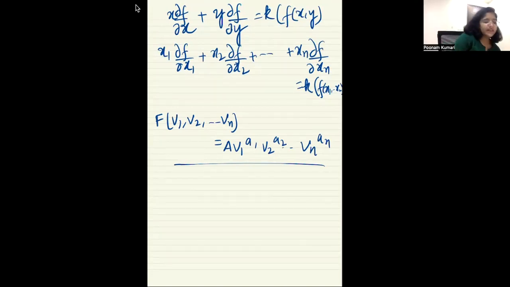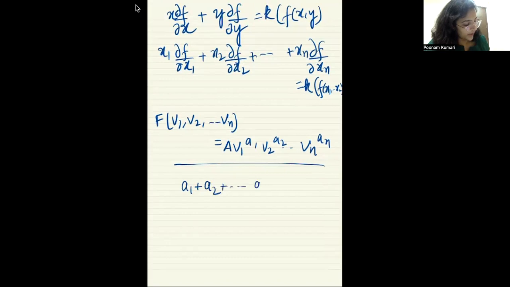Okay, so how did you find that? I'm simply by putting f(tv1, tv2, dot dot dot tvn). And when we put the values, we take t to the power a1 plus a2 plus a3 common, and then we get f(v1, v2, vn). Okay, lovely. So you're correct when you say that degree of homogeneity is nothing but a1 plus a2 plus up to an. Is everybody clear why this is the degree of homogeneity?